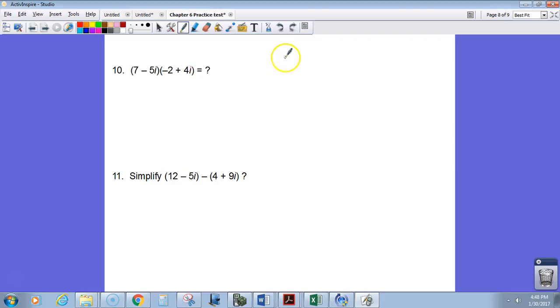Okay, so we just multiplied these two together. 7 minus 5i times negative 2 plus 4i.